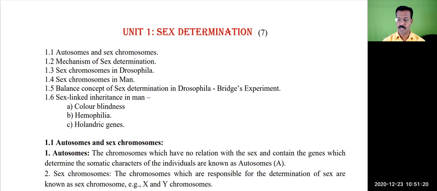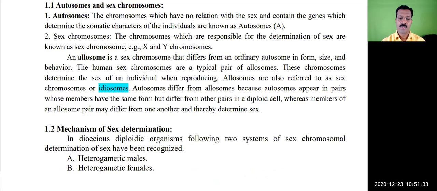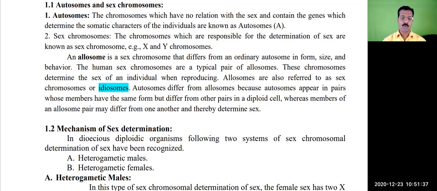balance concept of sex determination in Drosophila by Bridges experiment, sex linked inheritance in man, and three different examples, that is color blindness, hemophilia, and Holandric genes. So that much syllabus we have to cover in this topic. So see one by one the autosomes and sex chromosomes.